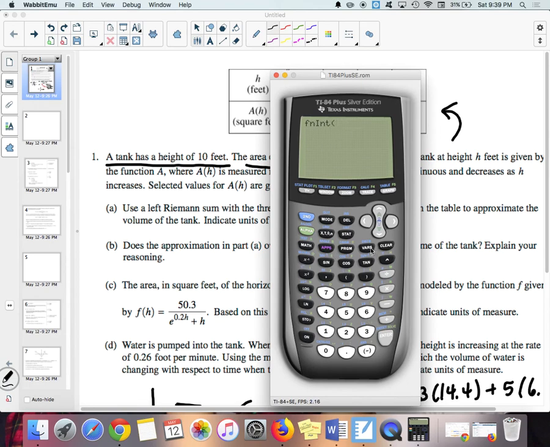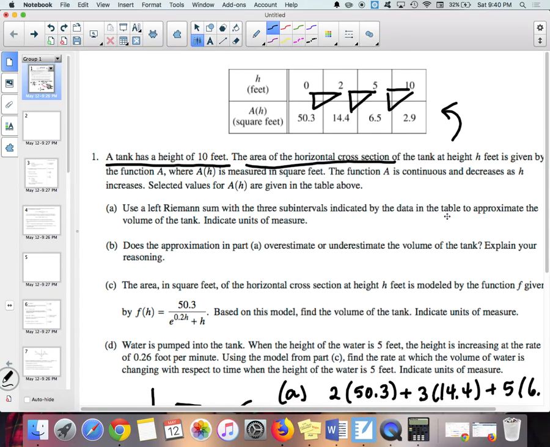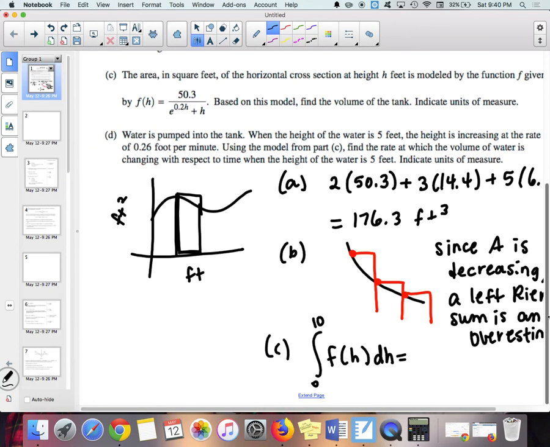This is an older calculator. So I'm going to do vars, y vars, function y1. And I'm going to integrate from x equals 0 to x equals 10. And in our problem, it's not x, it's h, but you get what I'm saying. So when I integrate, it gives me a value. So it ends up giving me 101.325 if we do 3 decimals. And again, that would be in cubic feet.